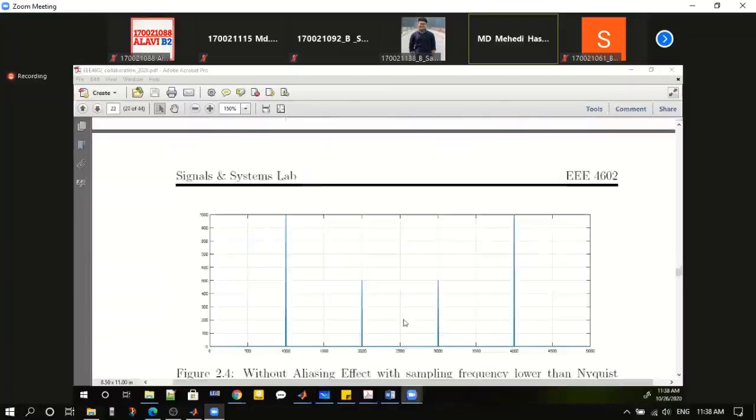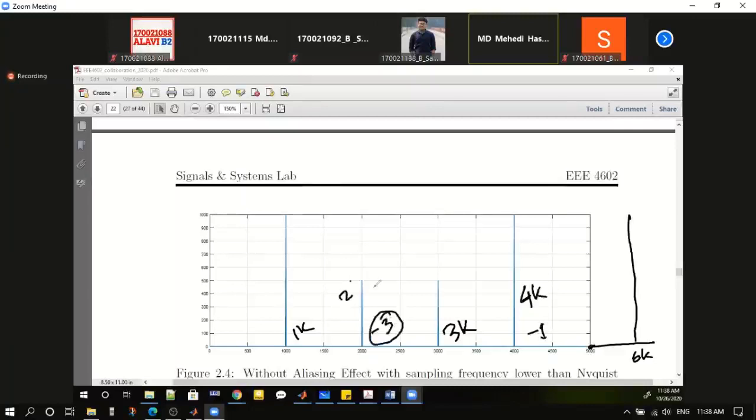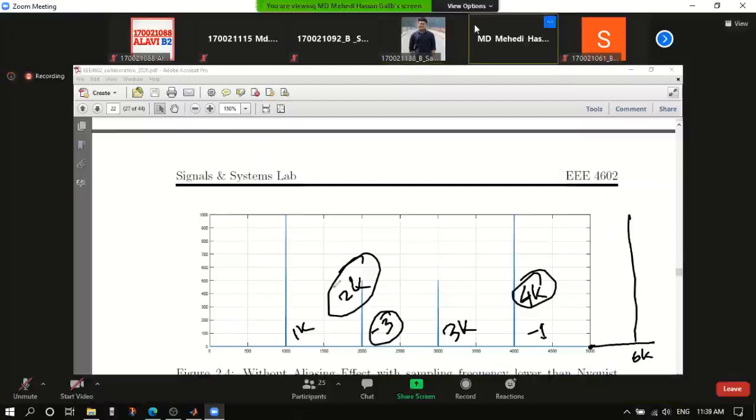Now, you can see here that this is the effect of aliasing. I have already discussed that this is original 1K, this is original 3K. Now, centering the 5K, 5 minus 1, you have a 4K. That is due to aliasing, isn't it? It's not the original signal, the 4K. This is due to the minus 1 from 5. And this is from minus 3 from the 5, so this is the 2K. These two signals come due to the aliasing. Is it okay, Sakib? Yes, sir. Is there any question regarding aliasing?